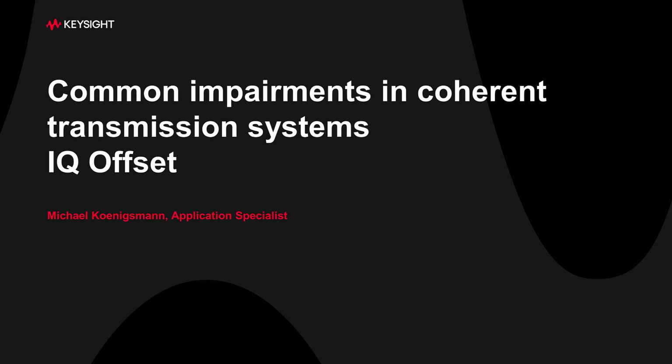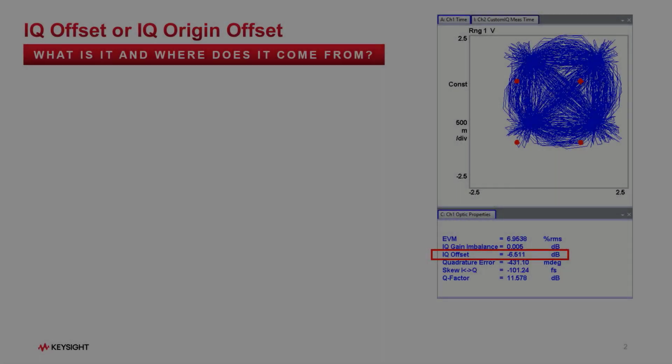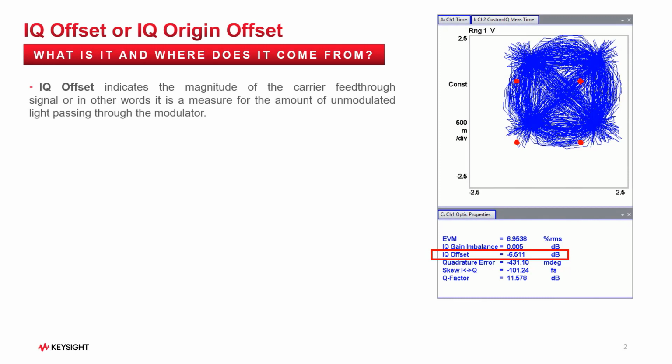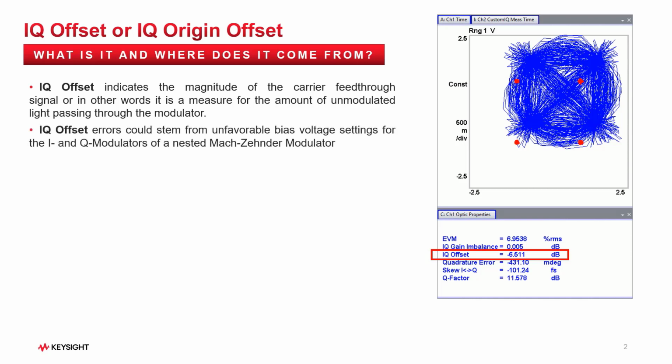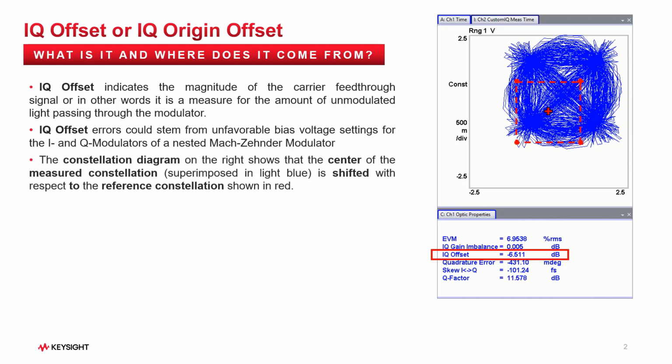Today I'd like to give you an overview about IQ offset error and its root cause. IQ offset indicates the magnitude of the carrier feed-through signal, or in other words, it is a measure for the amount of unmodulated light passing through the modulator. IQ offset errors could stem from unfavorable bias voltage settings for the I and Q modulators of a nested Mach-Zehnder modulator. The constellation diagram on the right shows the center of the measured constellation shifted with respect to the referenced constellation shown in red.